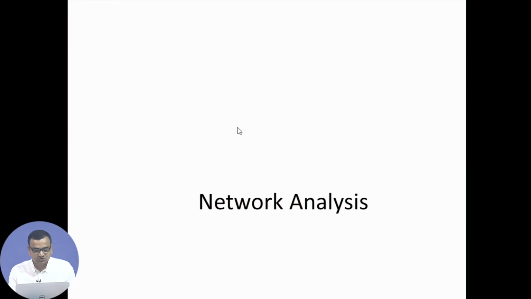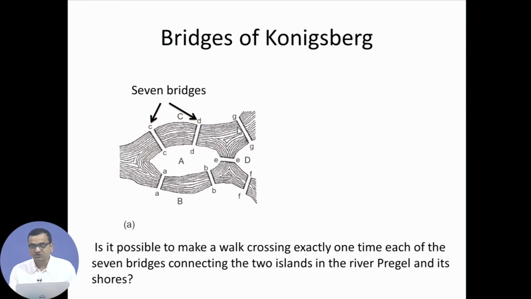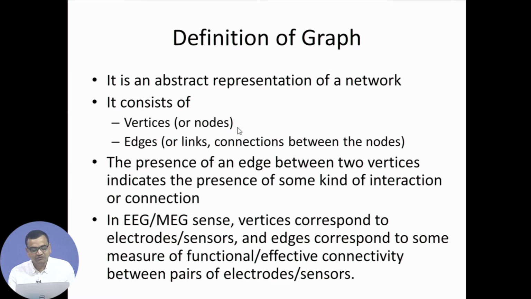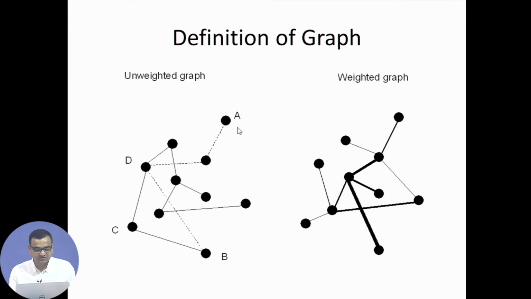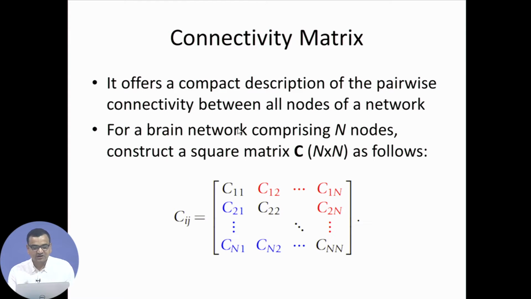Then we switch to network analysis, introducing the graph and its historical background, the Königsberg bridge problem, Euler's famous formation of the graph. Then what the graph means: the nodes or vertices, as well as edges, and the equivalent representation using EEG, MEG signals, a simple graph and a matrix, which are equivalent. And then comes the connectivity matrix. I think you already heard.